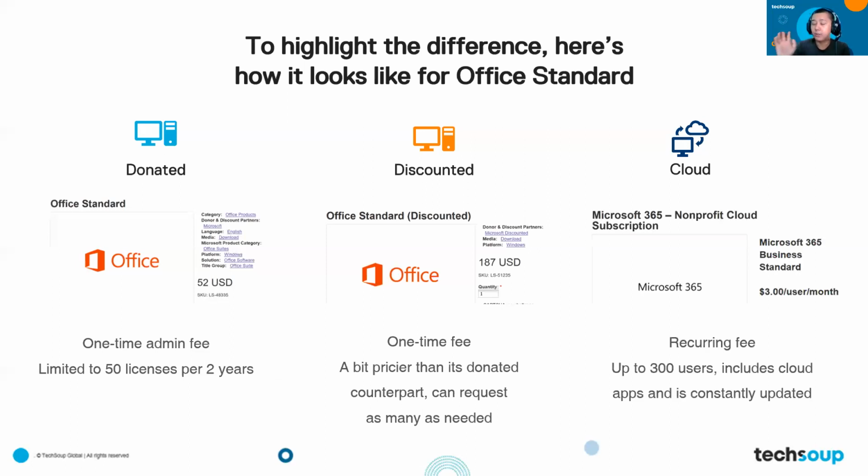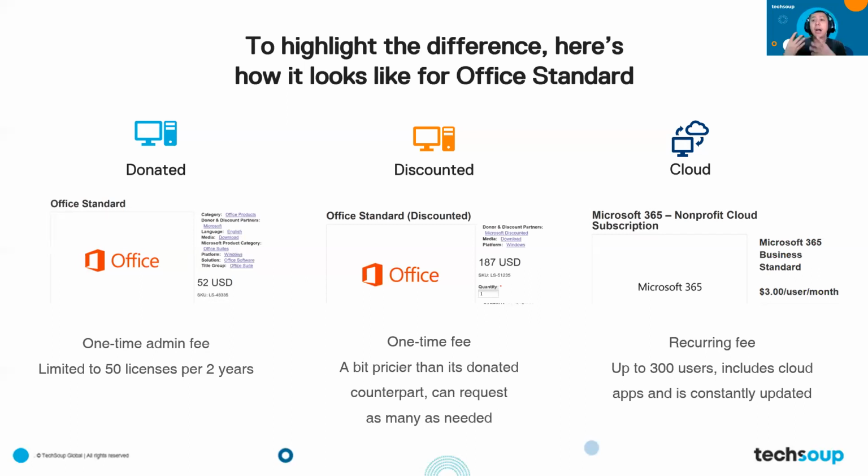And lastly, if you are going to source that through cloud subscriptions, a good example of where you can source this from is Microsoft 365 Business Standard, which is about $3 per user per month. It is, however, a recurring fee, not unlike the desktop counterparts, which are one time only. But you can always access it. You can access it for up to 300 users, and the versions are consistently updated.